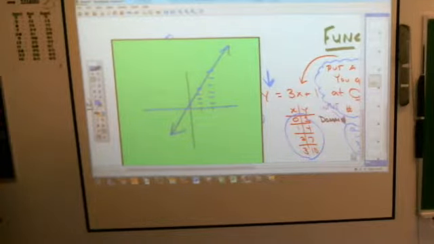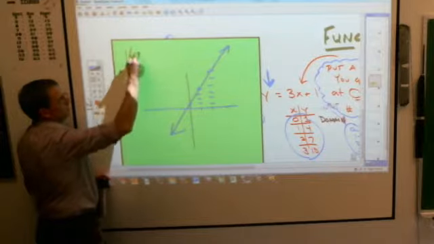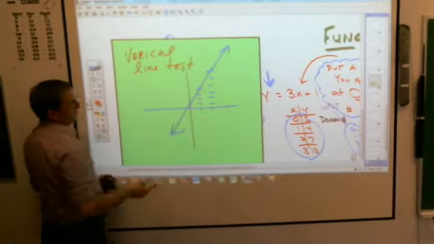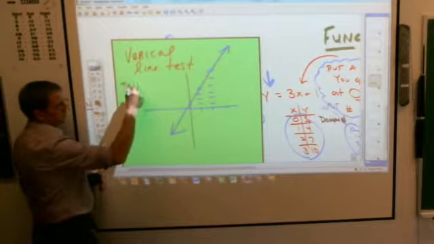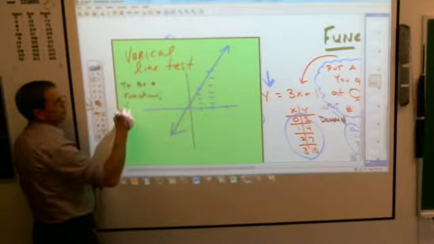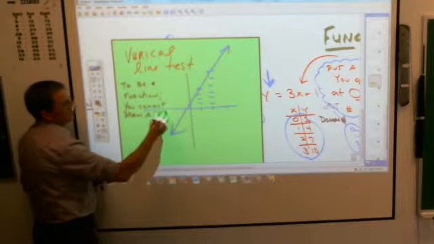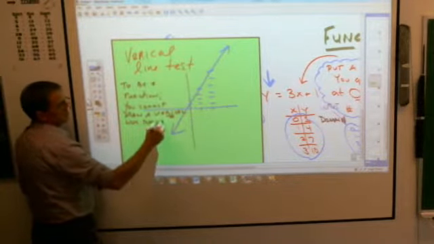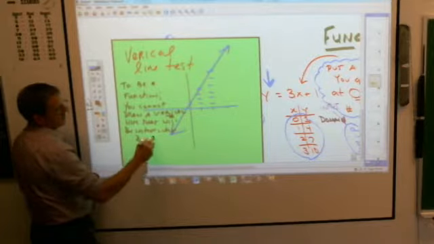We have such a thing in mathematics. In order to figure out if something is a function, we have what's called the vertical line test. This will come up a lot, so make sure you know this. When you graph something, for it to be a function, you cannot draw a vertical line that will be intersected by a graphed line more than once.